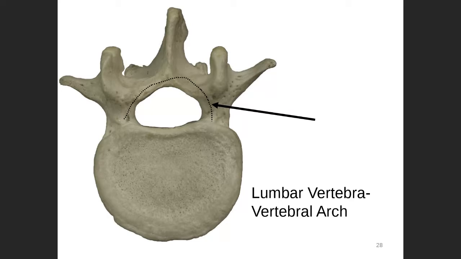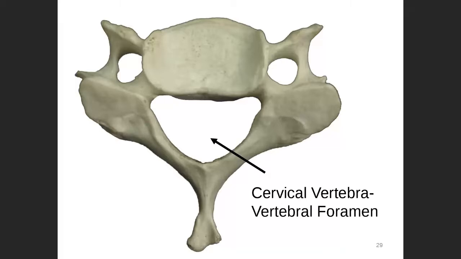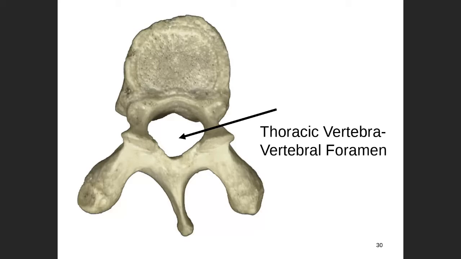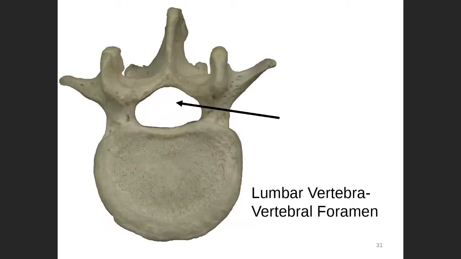Here's a couple examples of the vertebral foramen. Here it is in the cervical spine. This should be easy. If it's an individual vertebra, then it's the vertebral foramen. If it's a whole bunch of them stacked on top of one another, then it's the vertebral canal. Here it is in the thoracic vertebrae. Here it is in the lumbar.